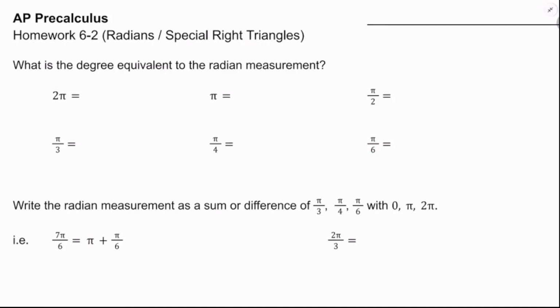Alright, welcome. In this video, we're going to be working AP Pre-Cal Homework 6.2. And so I think it's going to kind of start us off and lead us back through what we discovered in the lesson about radians. And so we're going to start off with the idea of what's the degree equivalent to the radian measurement.